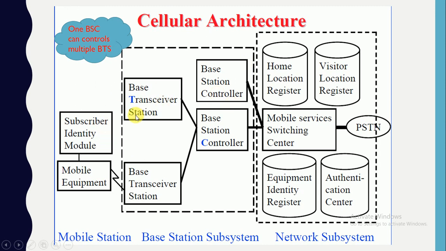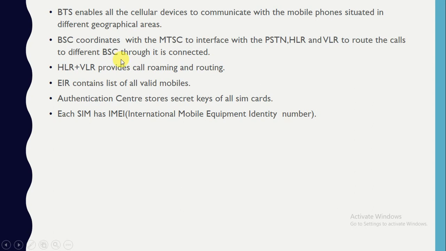Concluding about this architecture and working: the BTS, that is the base transceiver station, enables all the cellular devices to communicate with mobile phones situated in different geographical areas. And the BSC coordinates with the MTSC to interface with PSTN, HLR and VLR to route the calls to the different BSCs through which it is connected.